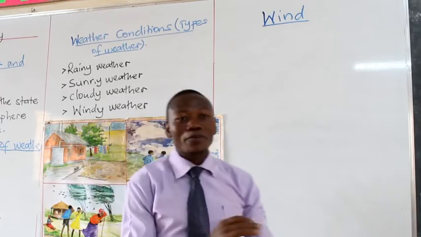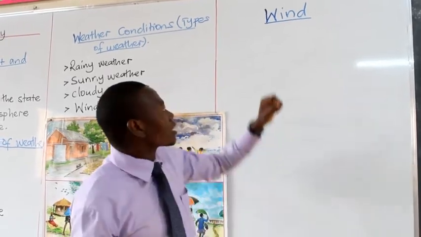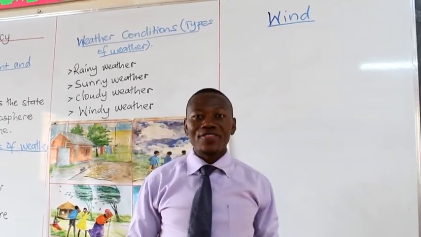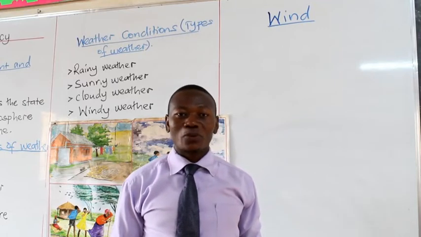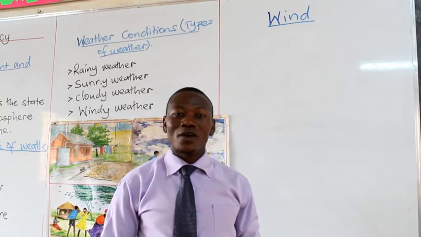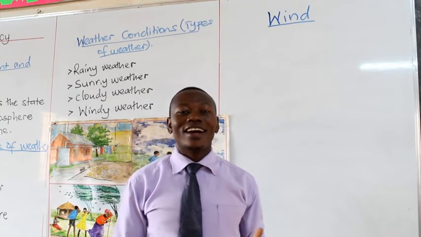Having talked about the elements of weather, now we are going to look at them one by one, and here we are going to start with wind, wind as an element of weather. Wind has got a definition. What is wind? We say wind is moving air. But what is air again?